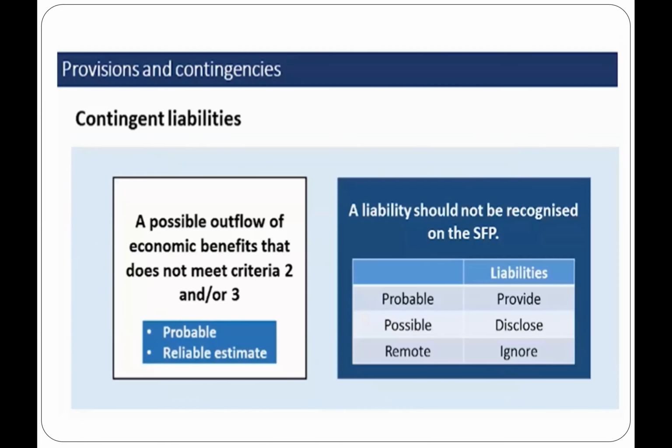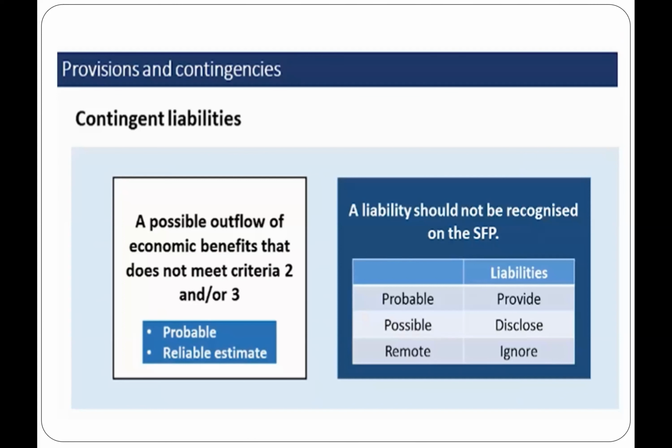Now, when it comes to recognition of a contingent liability or a contingent asset, the treatment, especially on probability, is going to be different. I'm going to explain on that. So a contingent liability is a possible outflow of economic benefits that does not meet criteria 2 and/or criteria 3. So remember, criteria 1 is a legal obligation. That has to be met. Otherwise, it's not a contingent liability. The fact that we are saying it's a liability means there must be an obligation. So condition 1 must always be met, whether it's a provision or it's a contingent liability.